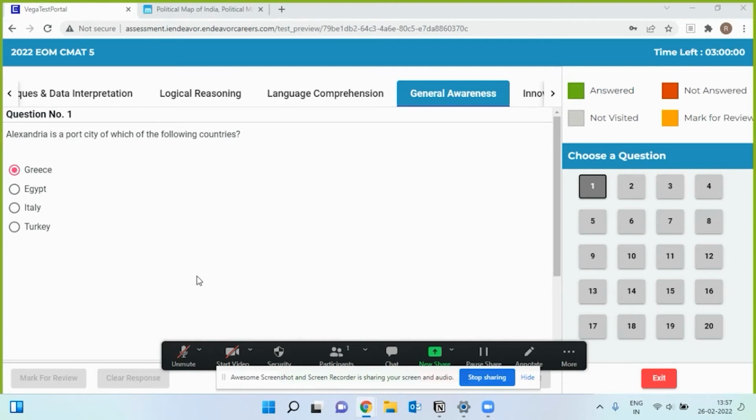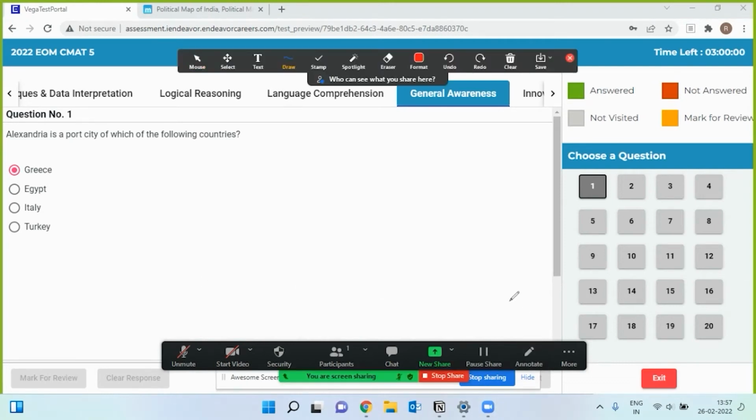Welcome students. This is a session on the analysis of GK section, general awareness section in CMAT mock test number 5. So let us look at these questions. Let me first tell you that CMAT mock 5 was in the new pattern, which is 20 questions in GK.